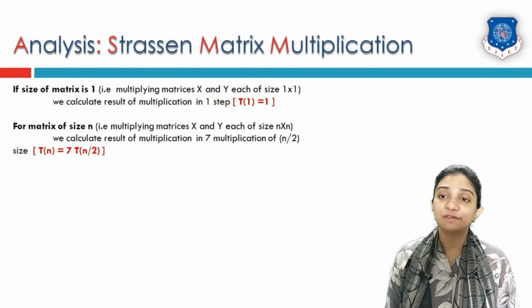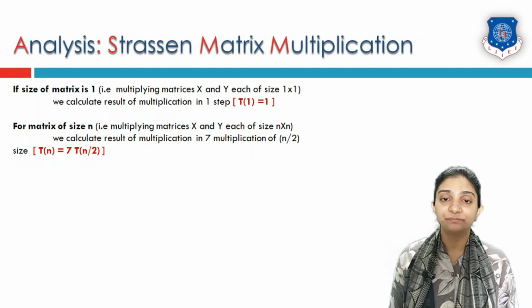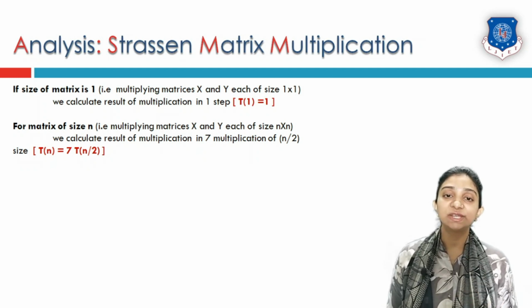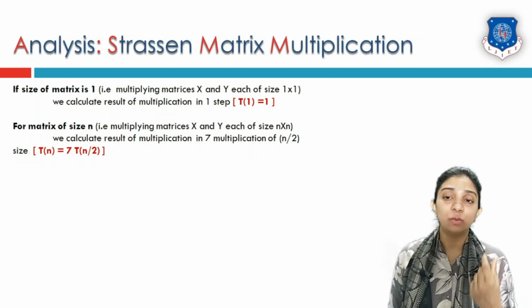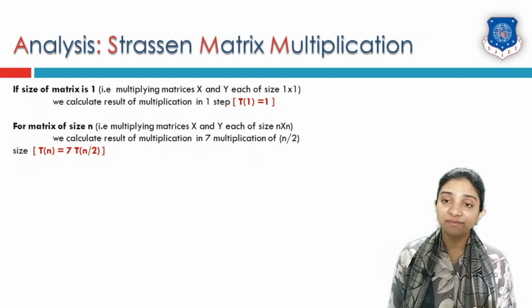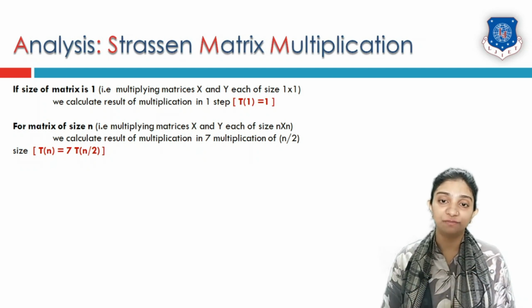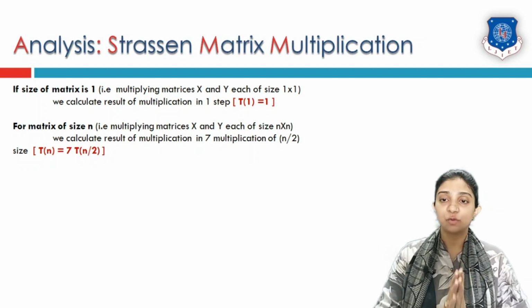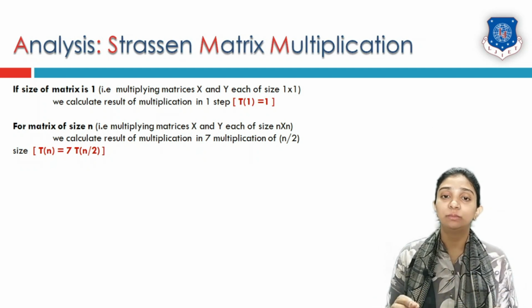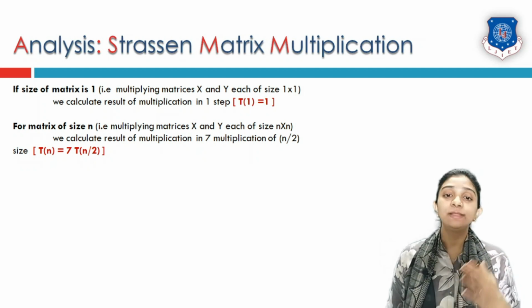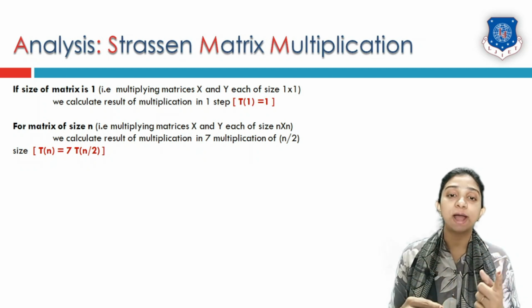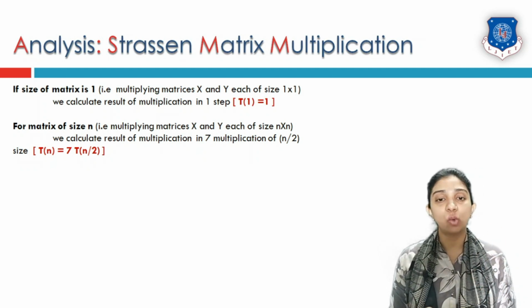Now, analysis of Strassen's matrix multiplication. If the matrix is of size 1, that means it contains only one row and one column, so only one element is there, we cannot divide that matrix into two halves or four parts. So the steps required to multiply two matrices each of size 1 is only one step. That's why we say T of 1 is equal to 1.